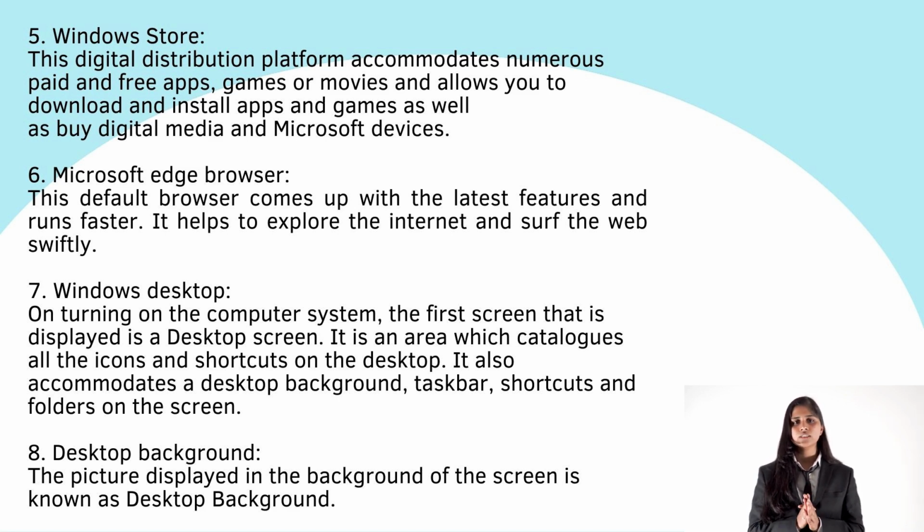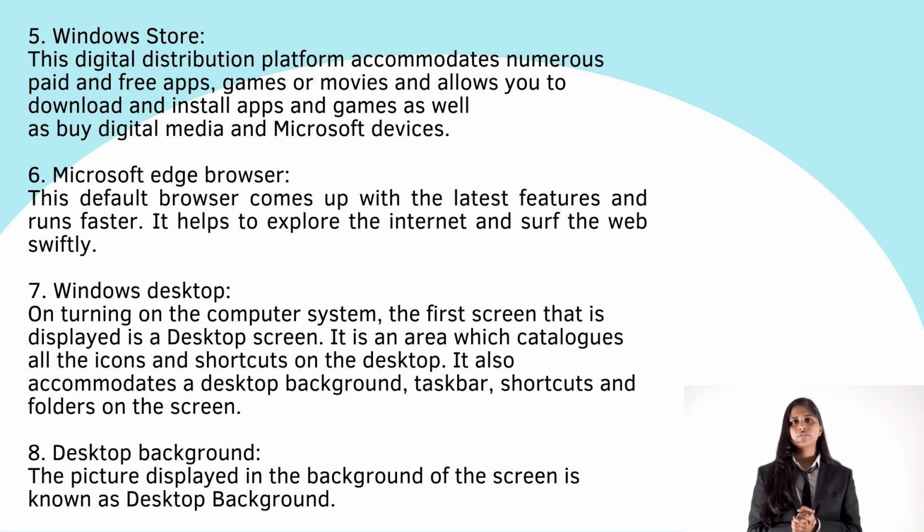Coming to the Windows desktop. On turning on the computer system, the first screen that is displayed is the desktop screen. It is an area which catalogs all the icons and shortcuts on the desktop. It also accommodates a desktop background, taskbar, shortcuts and folders on the screen. Lastly, desktop background. The picture displayed in the background of the desktop is known as the desktop background.